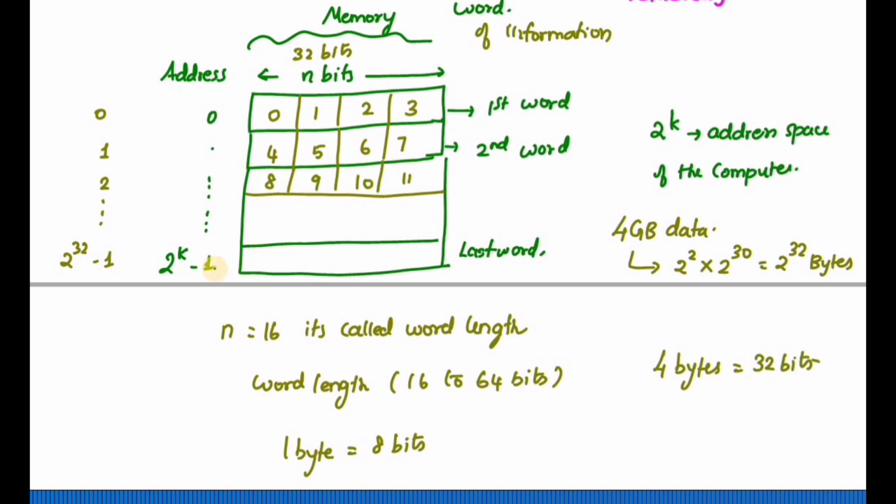Likewise, it goes on. Since it has 2 power 32 bytes, this must be 2 power 32 minus 4, this is 2 power 32 minus 3, this must be 2 power 32 minus 2, and this must be 2 power 32 minus 1. So the location of this word is 2 power 32 minus 4.